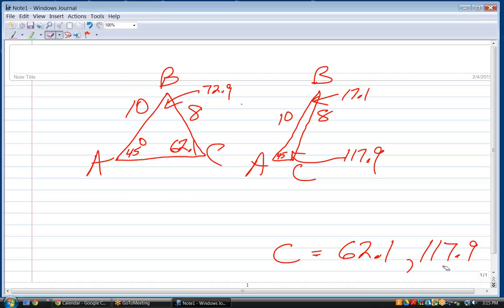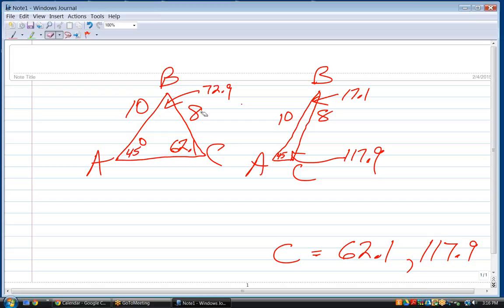Now, if this second angle added to this only other known angle, 45 degrees, exceeds 180, then you do not have the ambiguous case of the law of sines. You would just cross it out, and you would only have one triangle where angle C was 62.1 degrees. That's pretty much the ambiguous case of the law of sines.